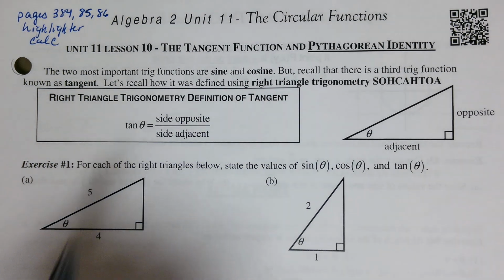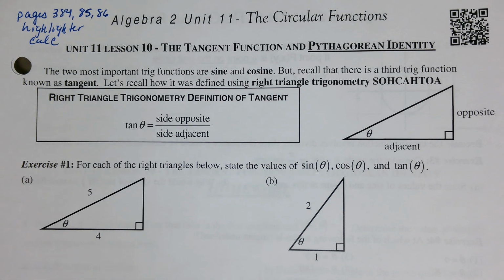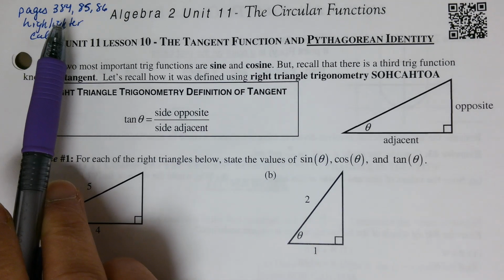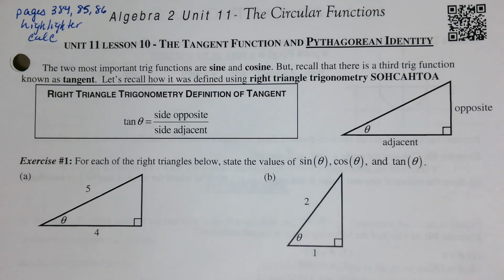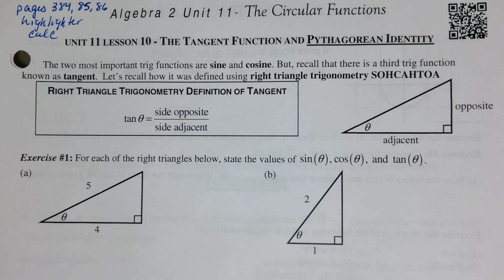Today's lesson is Unit 11, Lesson 10, the tangent function and Pythagorean identity, found on page 384. We'll be covering 2.5 pages: pages 384, 385, and the top of page 386. It would be helpful if you had a highlighter and your calculator.